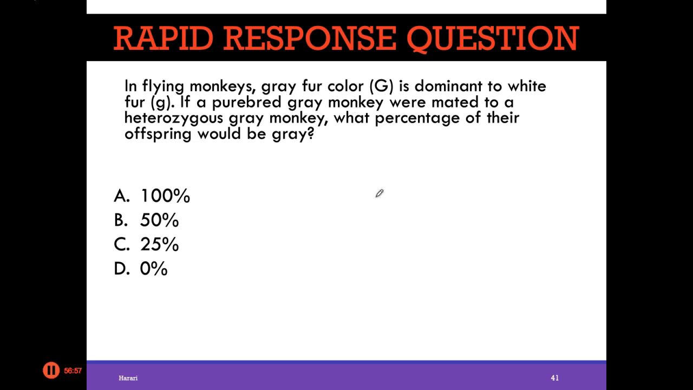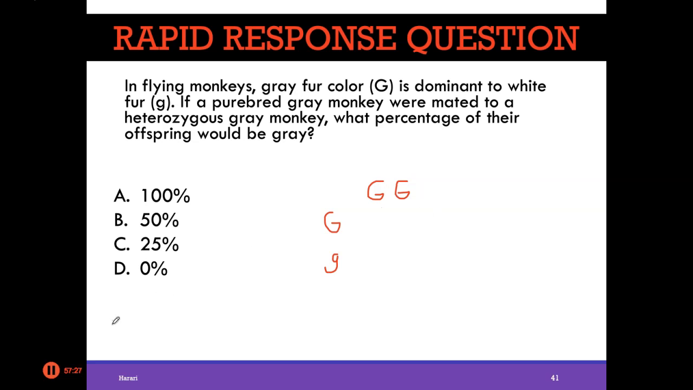What can we write down about that? Well, we know the genotype of that monkey must be big G, big G. Purebred means having the same two. They're homozygous. Gray means big G. And it's mated to a heterozygous gray monkey. What is a heterozygous gray monkey's genotype? Well, it has to have a big G because it's gray. And it's heterozygous, so it's big G, little g. So what percentage of their offspring would still be gray?